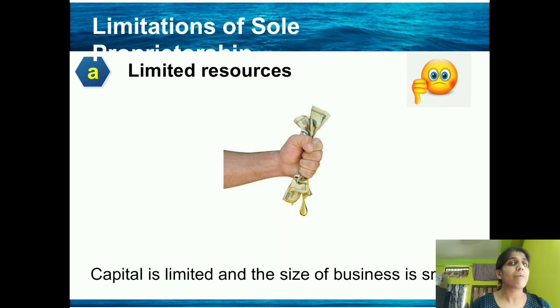See, any person will have limited resource with him. He cannot have a lot of money with him. So capital is limited and the size of the business may be small. So this is a very big and important drawback, that you don't have a lot of resources with you, a lot of capital with you that you can put up in the business. So limited resource is a big disadvantage of having a sole proprietorship business.